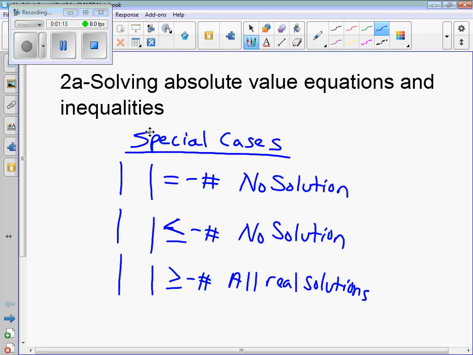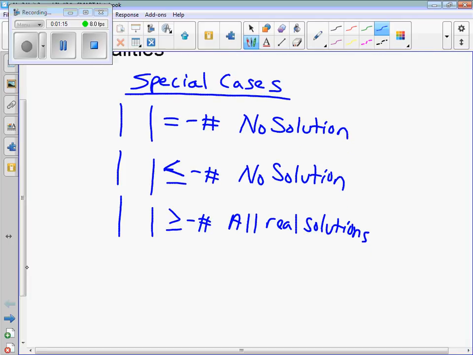The only other special case that we have is the absolute value of anything equal to 0. This is the only time we don't have two solutions. There's only one solution to this, so you cannot multiply 0 by -1 and get different numbers. You only have 0. That's not positive or negative.